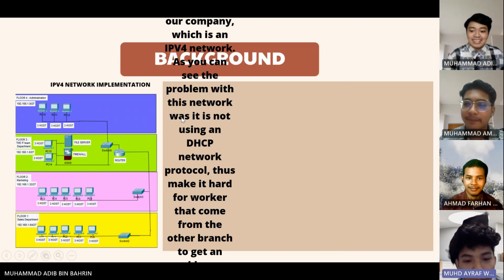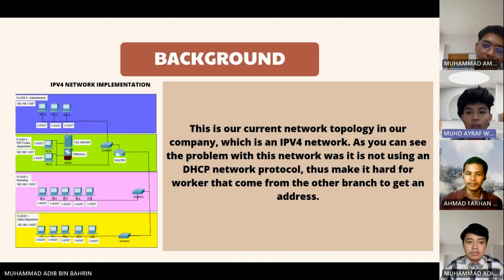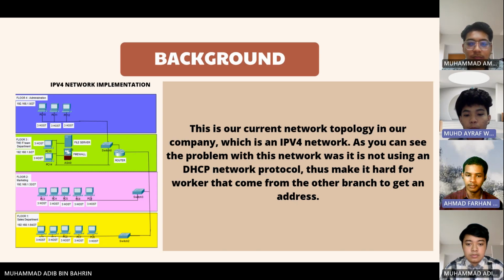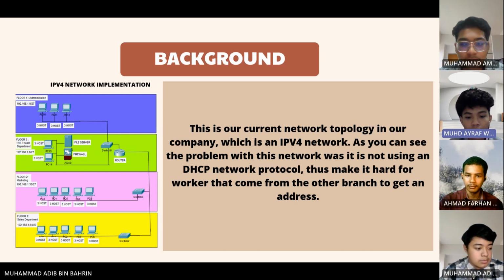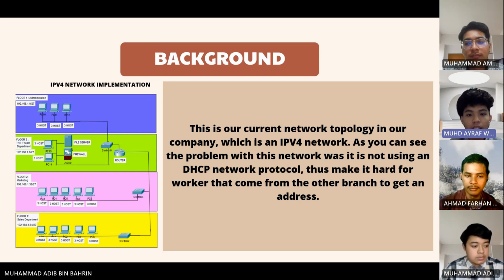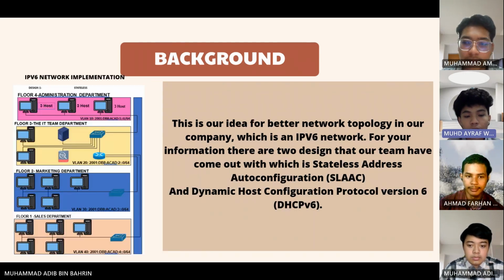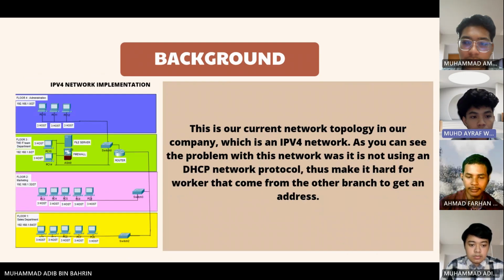So this is our IPv4 diagram, the IPv4 network implementation. This is the current network topology in our company, which is an IPv4 network. As you can see, the problem with this network is that it was not using the DHCP protocol. This makes it hard for workers who come from other branches to get an address. In other words, workers from other branches must manually configure to get an address in the branch. Some more information about our company's current network: it is using IPv4 segmenting, and second, it is fully using IPv4 in the network.